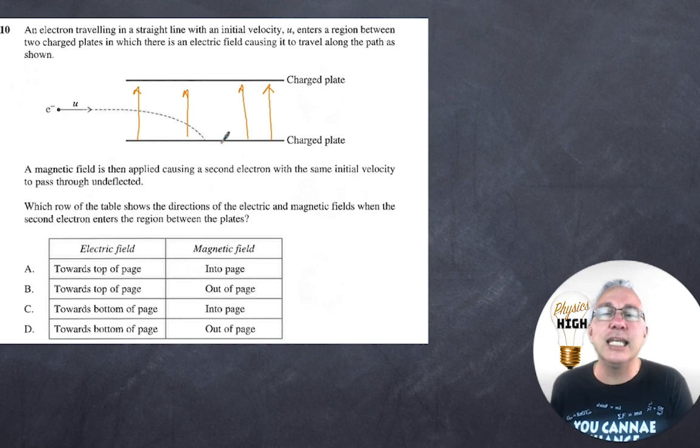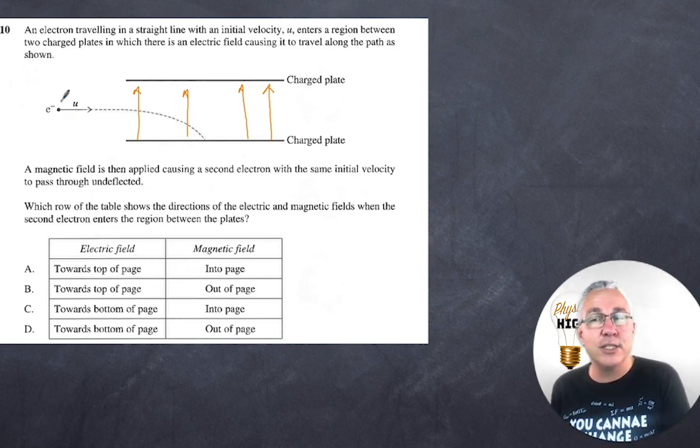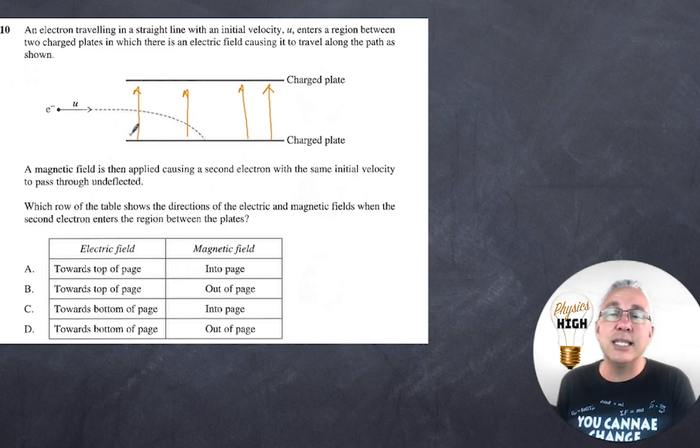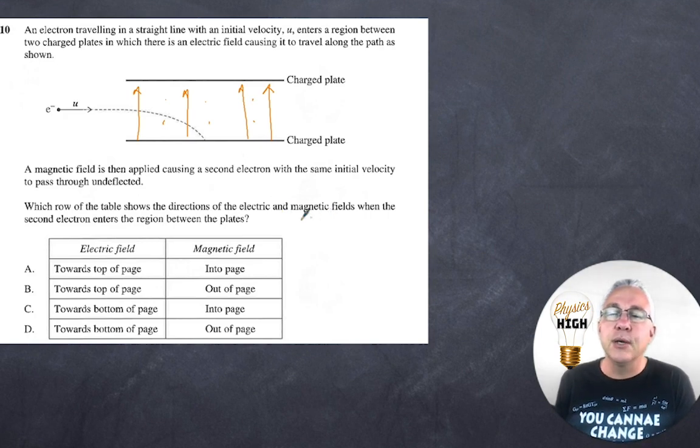Now, we want a force in the upward direction from the magnetic field, because the electric force on the electron is downward. So the only way you're going to do that is to orient your hand in such a way that your thumb goes this direction and your palm faces in the upward direction. That makes your fingers go towards you, so they're going out of the page. Now it says, which row shows the direction of the electric field and the magnetic field? Well, the electric field is going towards the top of the page, and our magnetic field is going out of the page, and so therefore B is our answer.